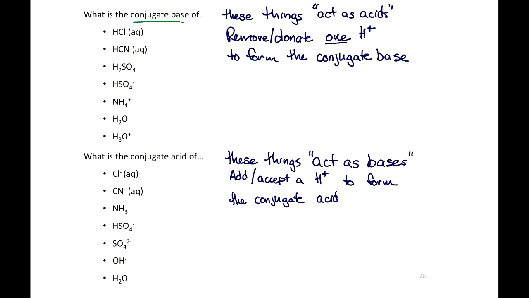So what are we going to do? To make a conjugate base, are we going to add or remove a proton from these things? We're going to remove, because these things are acids. So make these acids act like acids and remove a proton. We're essentially donating these protons to something else. So what we're doing is removing a proton. We're only removing one proton. And again, be cognizant of the charge.